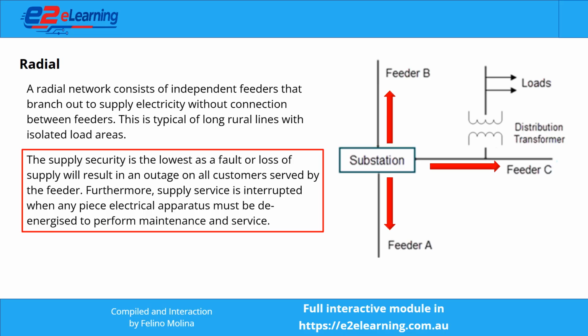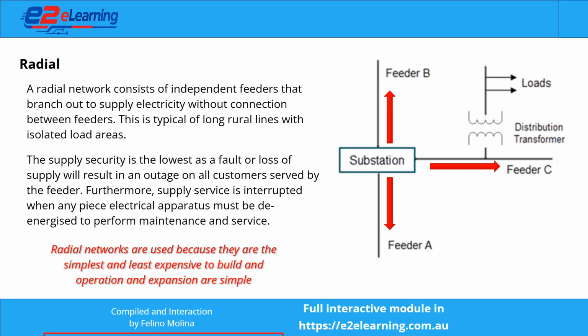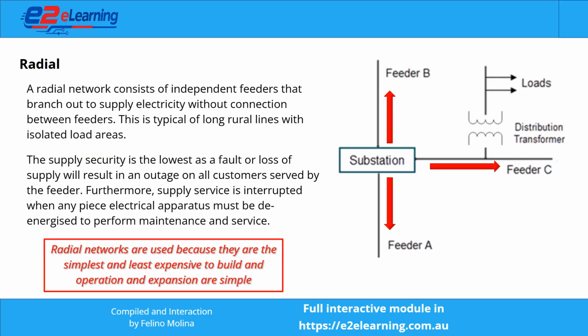Furthermore, supply service is interrupted when any piece of electrical apparatus must be de-energized to perform maintenance and service. Radial networks are used because they are the simplest and least expensive to build, and operation and expansion are simple.